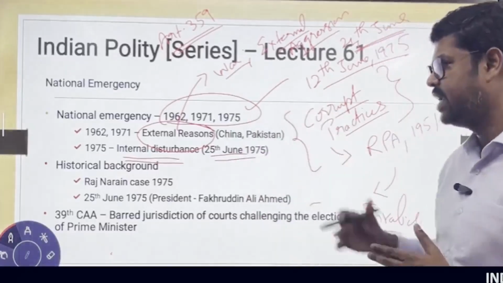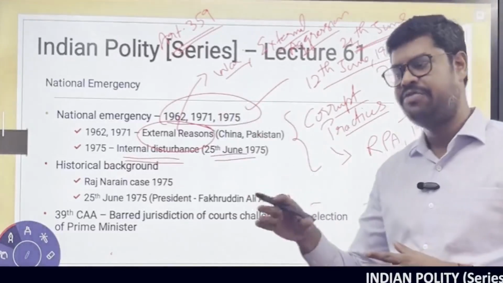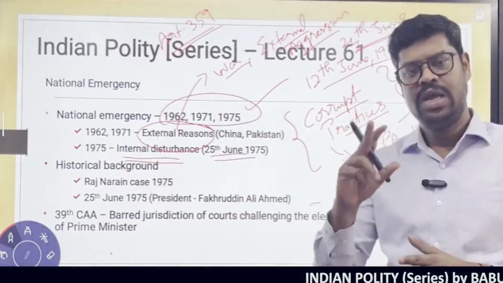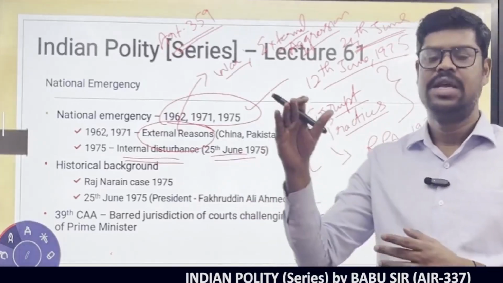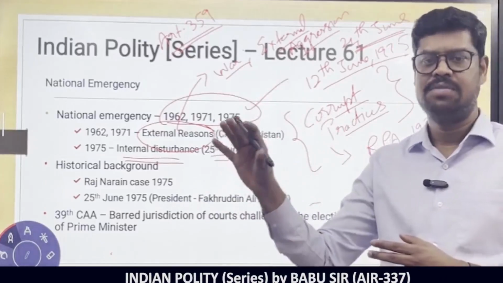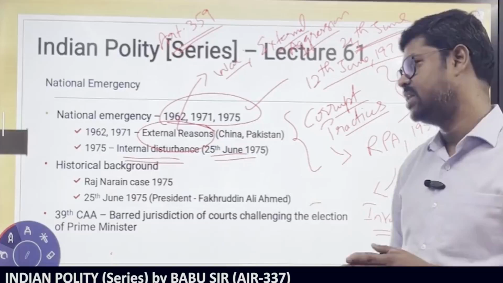So this is the event that has happened before the declaration of national emergency, and after the declaration of national emergency, in one single day, all the political opponents were put behind bars because their fundamental rights stand suspended under Article 359 of the Constitution. So this is the basic understanding you should know.